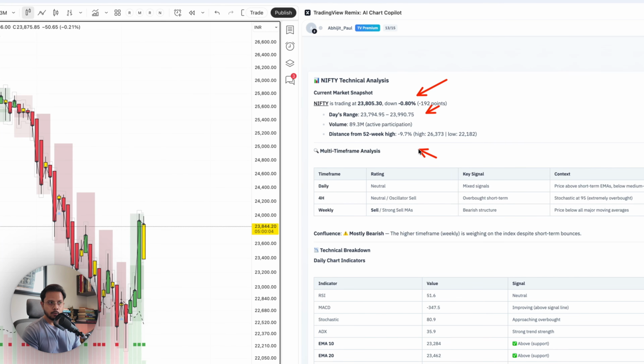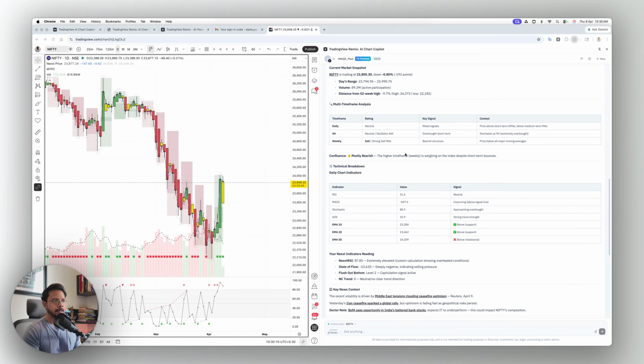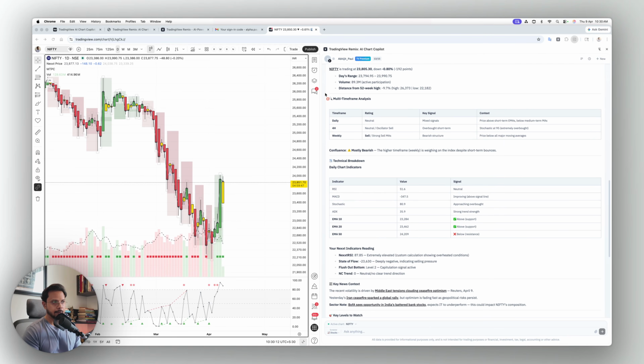But every time I wouldn't be able to figure out how much it is away from a 52-week high or a 52-week low. So this was a good thing. So I know now that the index is close to 10% away from its 52-week high. All right. Not bad. And as we move forward, multi time frame analysis.